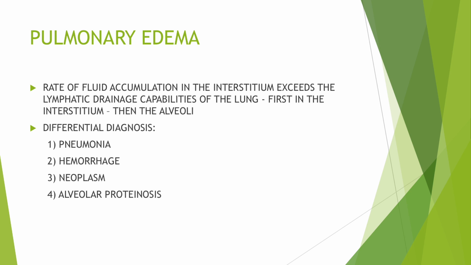For a start, we're going to discuss pulmonary edema. Pulmonary edema happens when the rate of fluid accumulation in the interstitium exceeds the lymphatic drainage capabilities of the lung. First, the fluid is stored in the interstitium and then it overflows into the alveoli. For the differential diagnosis of pulmonary edema, we have pneumonia, hemorrhage, neoplasm, and alveolar proteinosis.